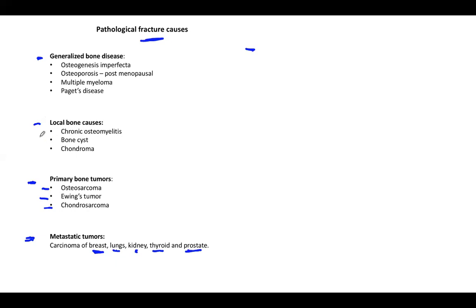Local bone disease: bone cyst, chronic osteomyelitis, chondroma, which is a tumor of cartilage. And generalized bone disease: osteoporosis is here, multiple myeloma is here, Paget disease, which is again increased turnover of bone and osteoblast-osteoclast imbalance, and osteogenesis imperfecta. But as a surgical exam, we should think of osteoporosis, multiple myeloma, and maybe Paget's disease.